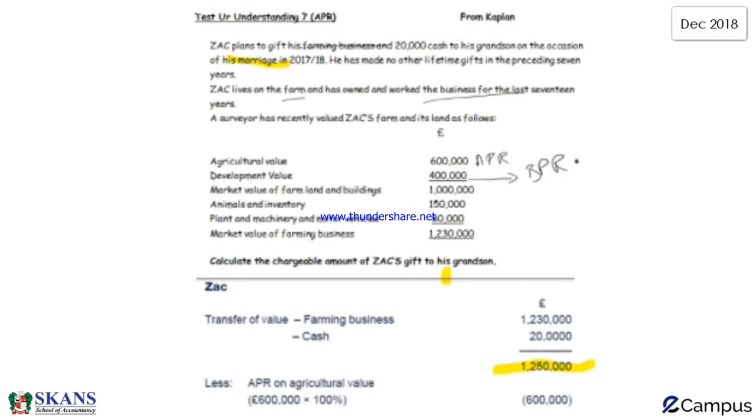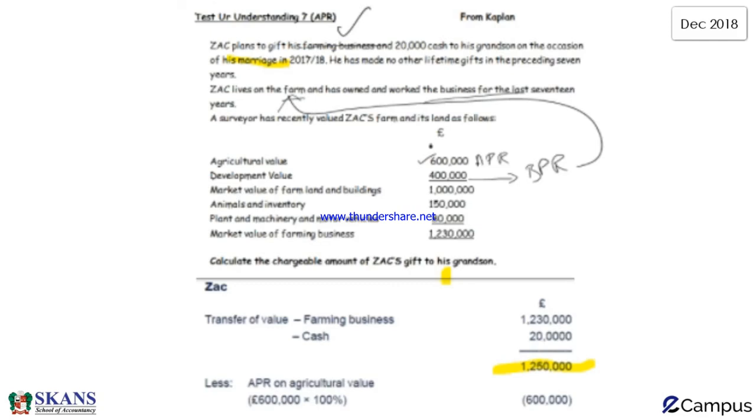Why? Because these lands are self-farmed. That is, these are used in a trade carried out by Mr. Zach, and his trade is farming business. So this development value will qualify for BPR. Whereas if these lands had been tenanted by Mr. Zach, in that case, we would only be able to claim APR on agricultural value, and BPR would not be available upon development value if these lands were tenanted, because tenanted lands are considered as non-business asset and would not qualify for business property relief.